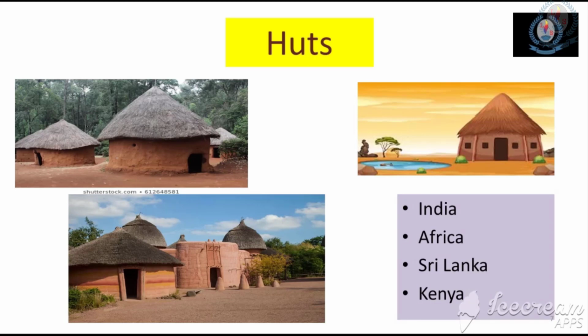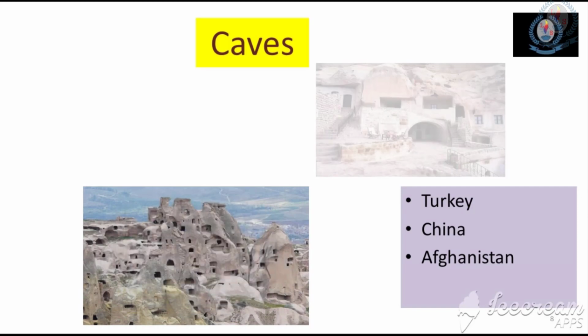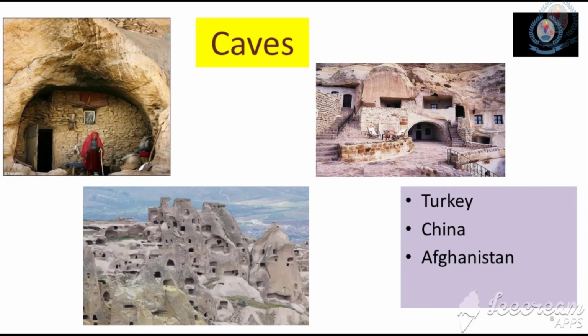Do people in mud huts live in hot or cold countries? If it is yes, why is that? Next living place is caves. Some people live in caves. Here are some pictures of caves. People live in caves. They can be found in many countries across the world. We can see caves in Turkey, China, Afghanistan.